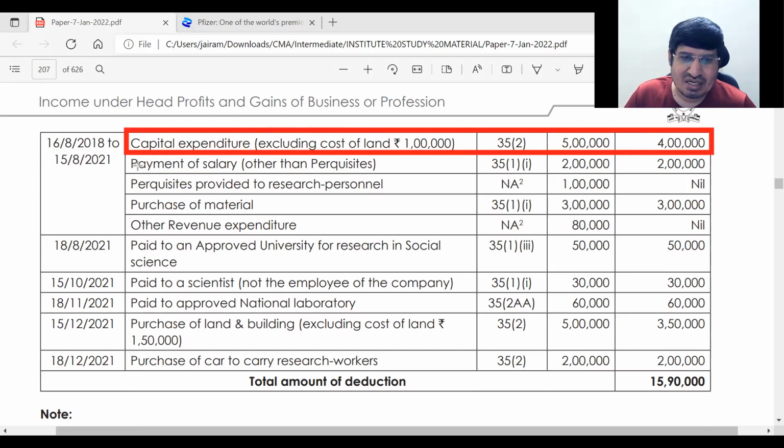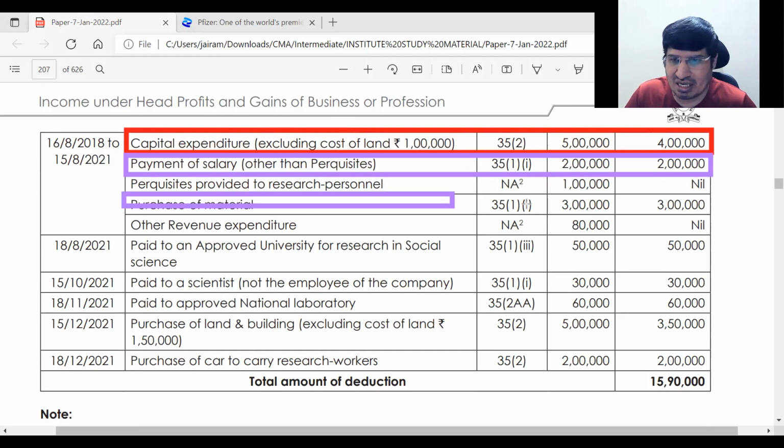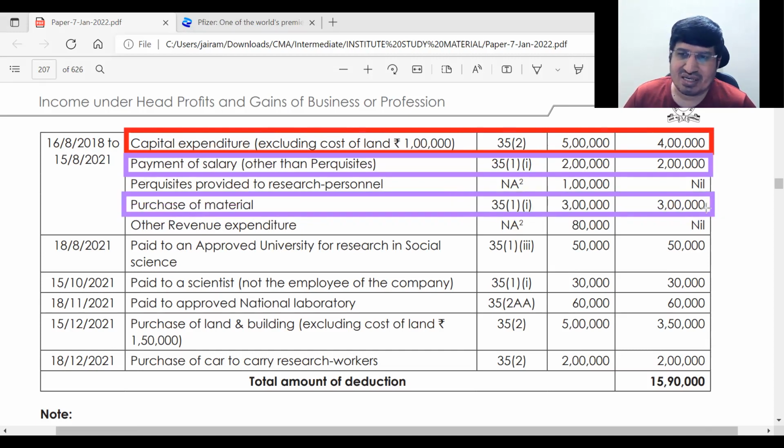Then second, payment of salary is got fully. Okay, and purchase of material is got fully. उसके अलावा जो बाकी दोनों है, ये did not get. It's nil. Okay. Okay, so you can see this is nil, this is nil, and this is nil.